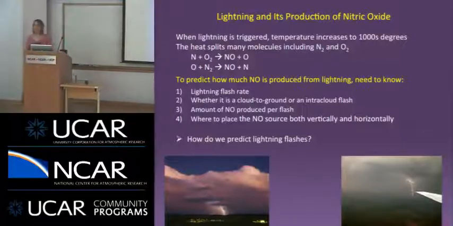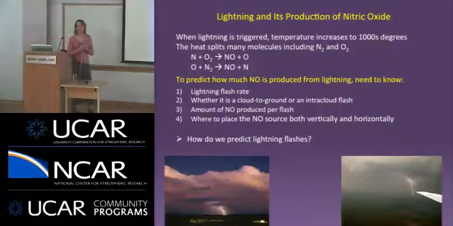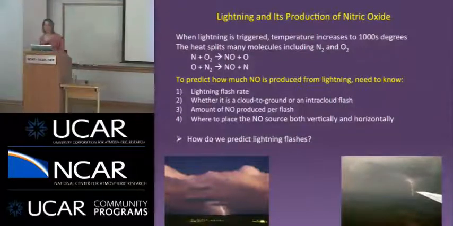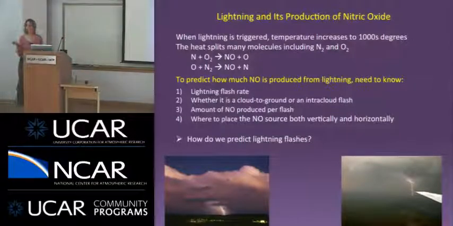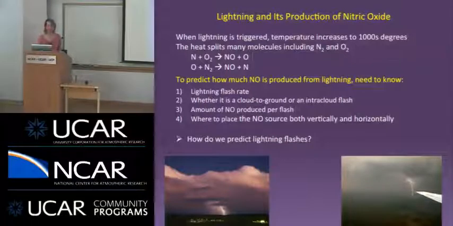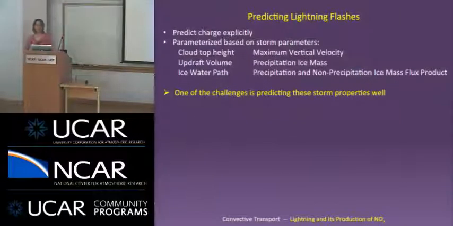So in order to do that, we need to know a few things. One is the lightning flash rate. Another is whether it's a cloud to ground or an intracloud flash. A third is how much NO is produced per flash. And then the fourth is where do we put that NO source, both vertically and horizontally in these storms. So I'm going to begin with asking how do we predict lightning flash rates?